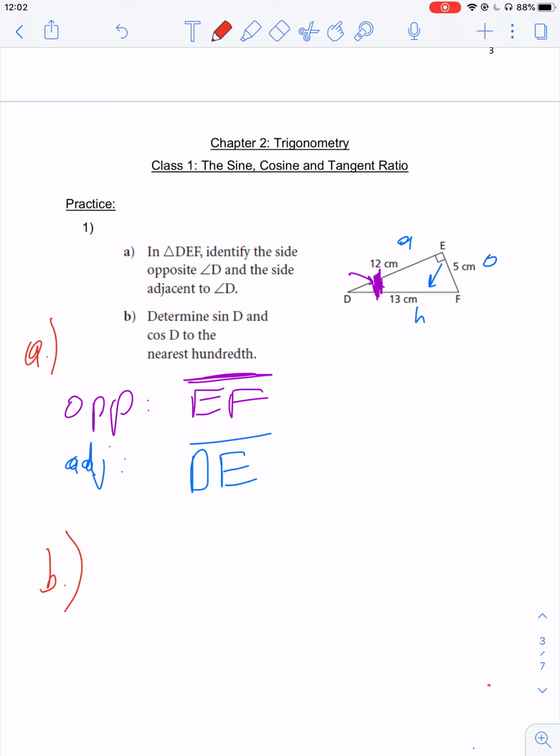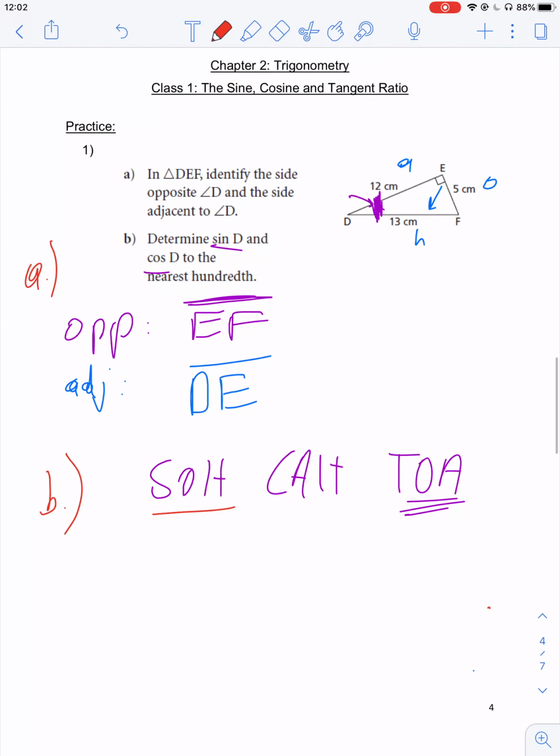To answer a question like this, you have to use SOHCAHTOA. Because they're only asking me to find sine and cos, TOA is for tan. I don't really need it, but I'm still gonna write it. I'm only gonna be focusing on SOH. The S over here stands for sine of my angle, which equals my opposite side divided by the hypotenuse. The opposite side is 5, divided by the hypotenuse, which is 13. So 5 divided by 13.